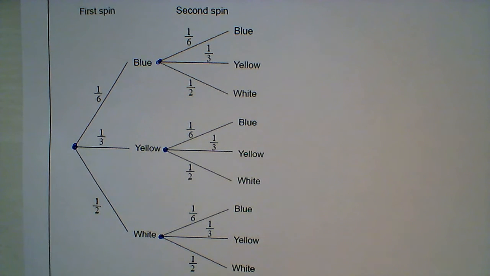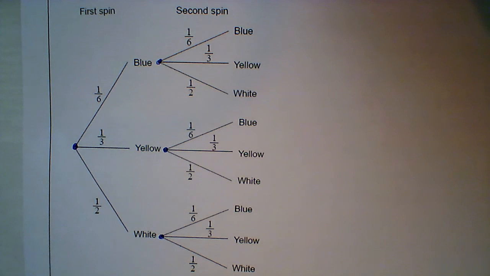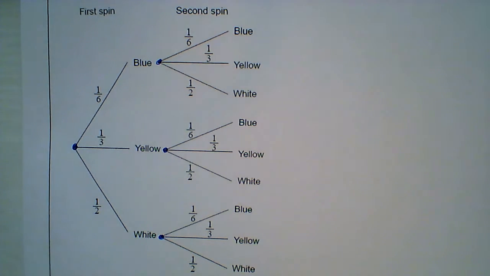First of all, the other thing I wanted to point out here: are these spins of the spinner going to be dependent or independent? And why? If you are thinking these are independent, you are correct. Because if you think about it, each time you spin, and then you spin again, every time you spin that, the probabilities always stay the same.